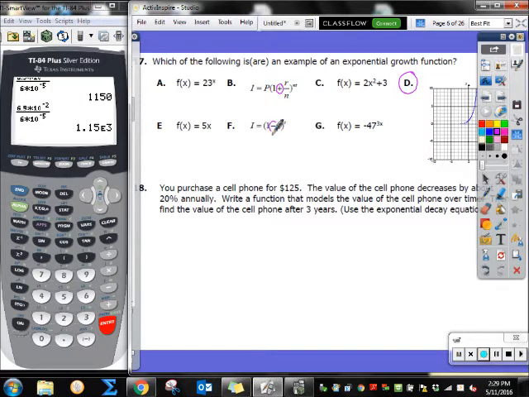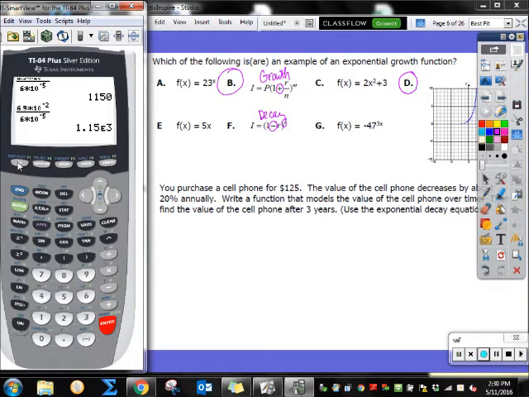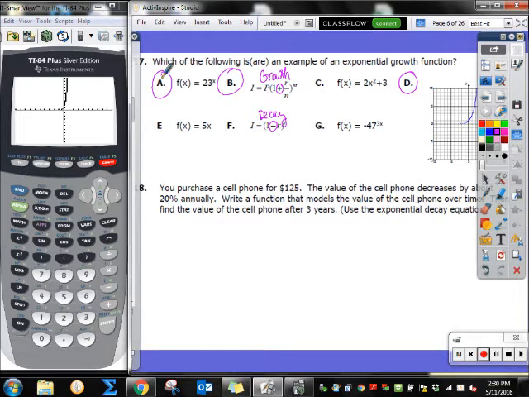So here's a good example. There's the plus, there's the minus. This one is growth. This one is decay. So B would also be an example. So let's check A. So go to y equals 23 raised to the x power and hit graph. Now some of these are really, really close to your axis, so you may have to zoom in or out. Now this one I can see pretty good. It starts right here and then it goes up really fast. Well, as soon as you say up, that is exponential growth.